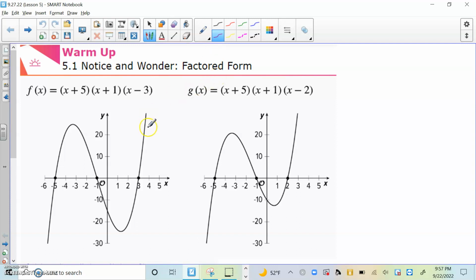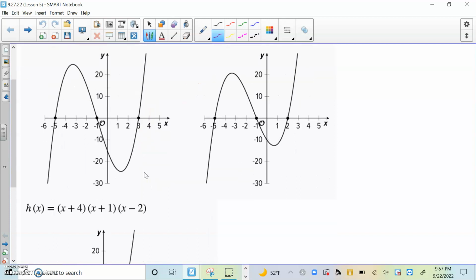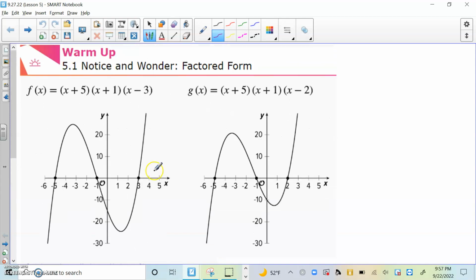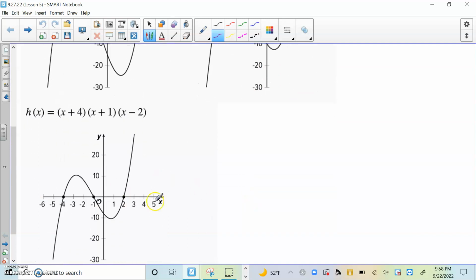Anyway, for our warm-up, something to notice about these graphs versus their equations is that if you look at the x-intercepts, you'll see that they are opposite numbers of what's going on in the parentheses. So this x plus 5 factor actually caused this x-intercept at -5. The x plus 1 caused one at -1. X minus 3 caused one at +3. And that's true for all of these.